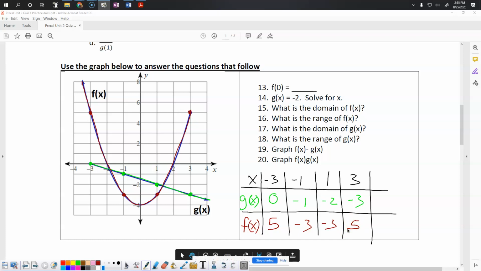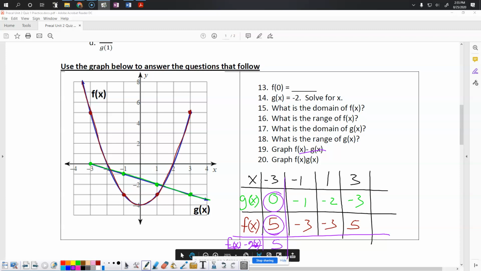Now, that's just setting up the problem. Now we're going to actually answer number 19. Number 19 wants us to find f of x minus g of x. And all this means is we're going to find the f value and the g value and subtract them. So f minus g, 5 minus 0 is 5.